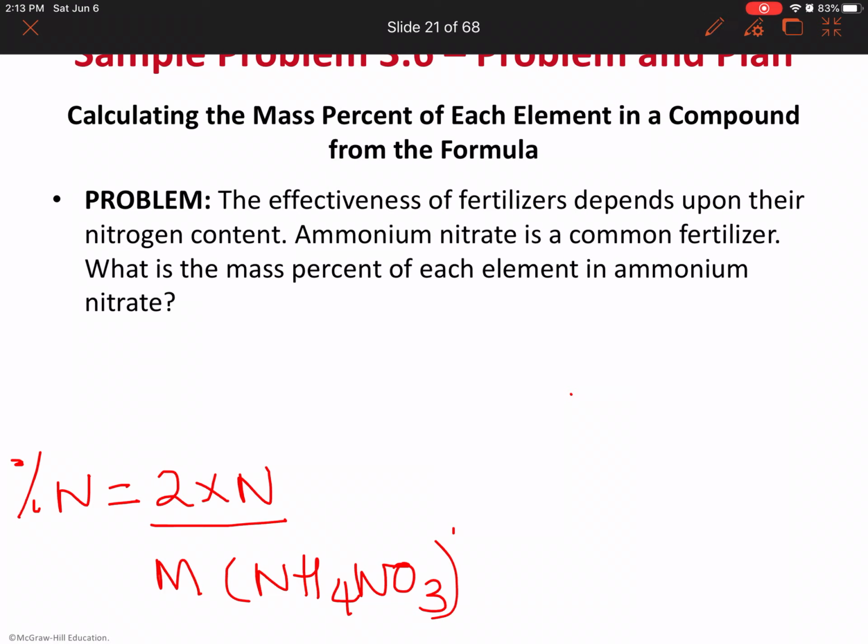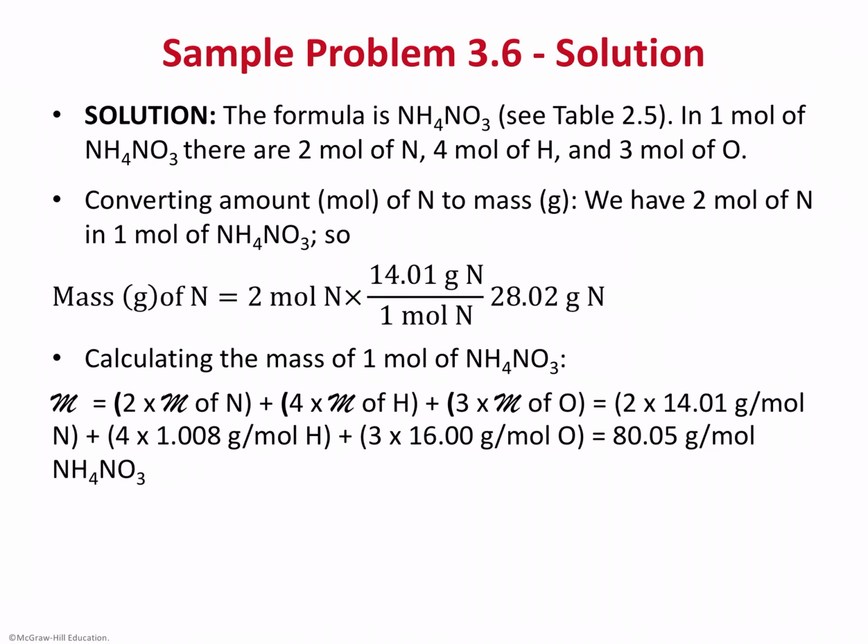So the percentage of nitrogen would be 2 times the mass of nitrogen, divided by the molar mass of ammonium nitrate. So we need to find the molar mass of ammonium nitrate, which you guys know how to do now. There are 2 nitrogens, 4 hydrogens and 3 oxygens. Calculating the molar mass of 1 mole of ammonium nitrate, there are 2 moles of nitrogen, 4 hydrogen, 3 oxygen, and you use their molar masses. You know how to do this part already, and that would be 80.05 grams per mole. That is the mass of the whole compound.